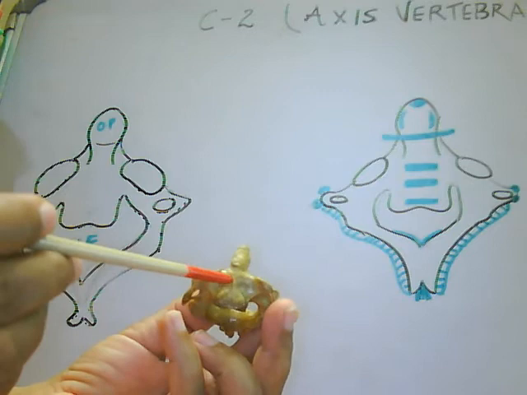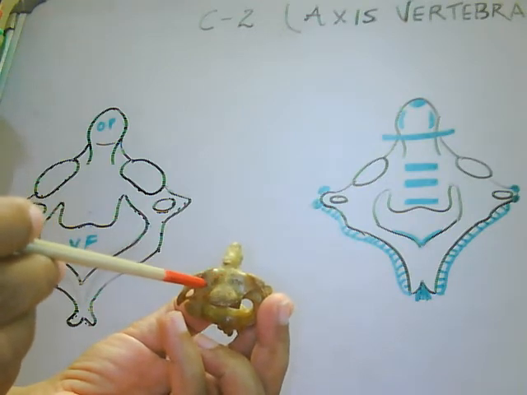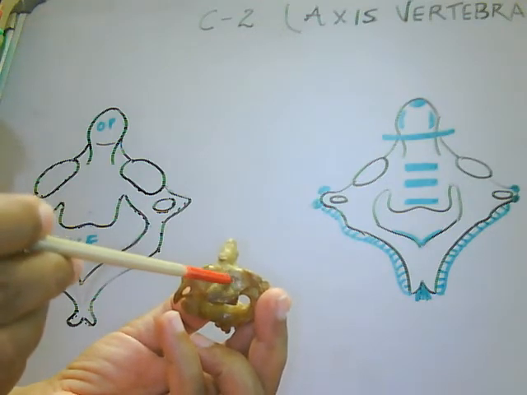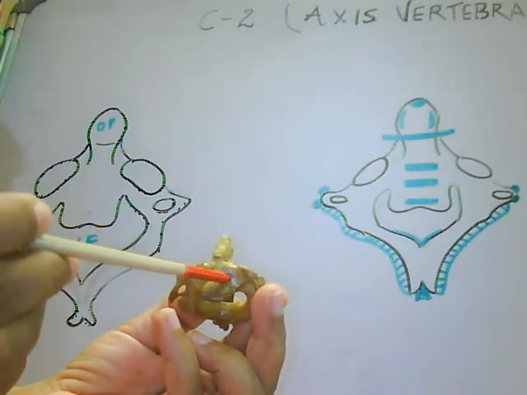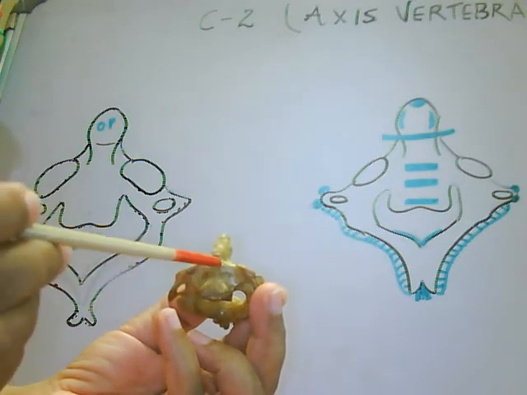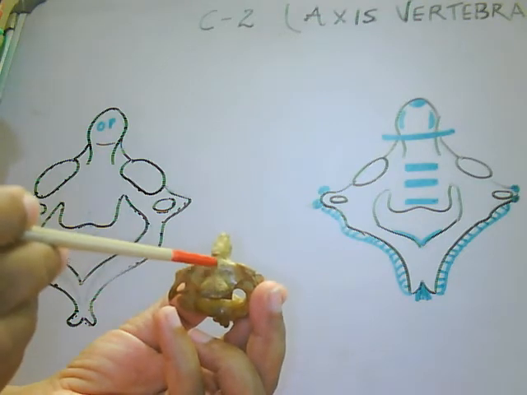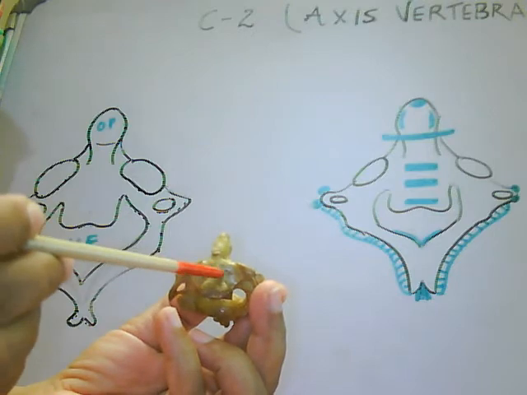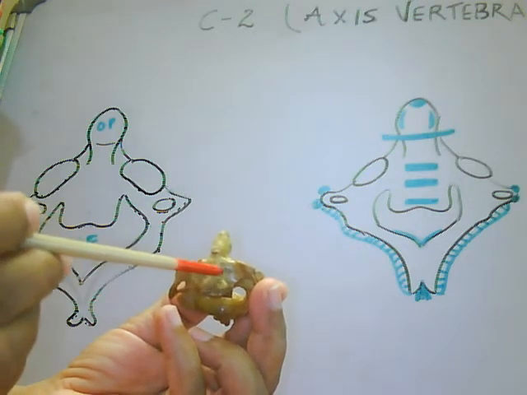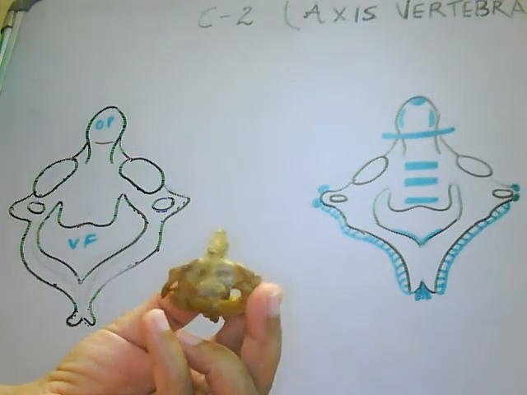On both sides of this anterior longitudinal ligament, you will find attachment of a muscle that is known as longus colli. So longus colli is attached to the anterior surface of the body lateral to the attachment of the anterior longitudinal ligament. So here you can see the attachment of the muscle that is known as longus colli.